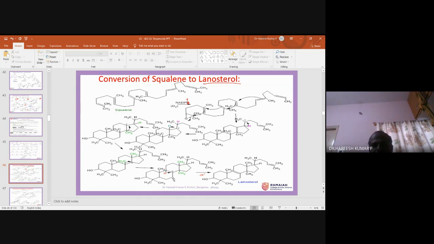At this stage, there will be a loss of proton. That means this bond pair comes over here, and this proton goes out, forming lanosterol. So this is how lanosterol is obtained by the conversion of squalene. Okay, this is about the conversion of squalene to lanosterol.